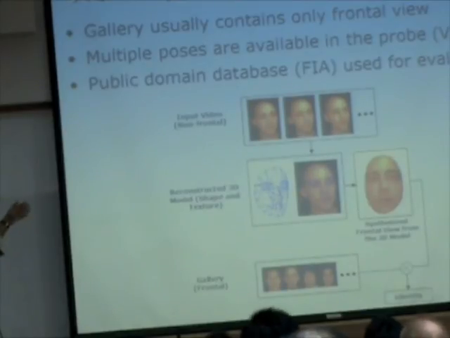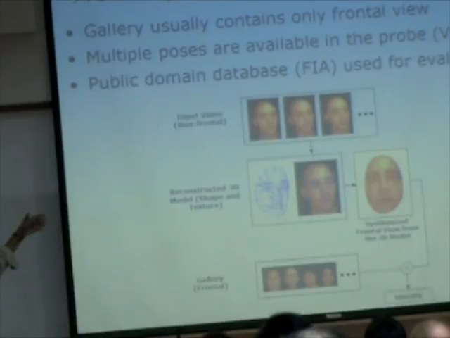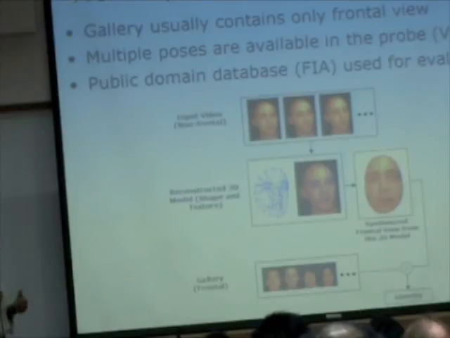So this is what is going on. In an input video, we have multiple frames available. And from that, we build the 3D model. And once we have the 3D model, we can generate the frontal view. And once we have the frontal view, we can match it to the gallery frontal view.